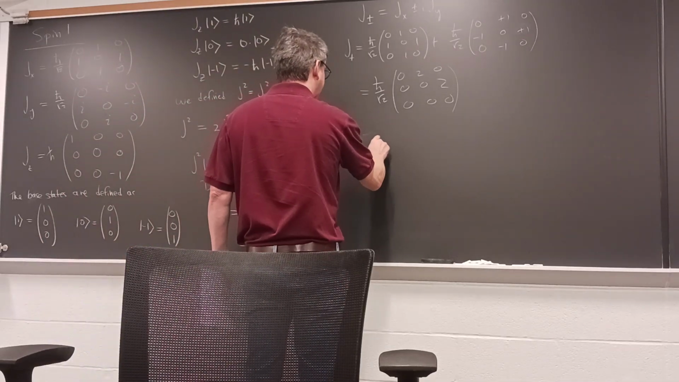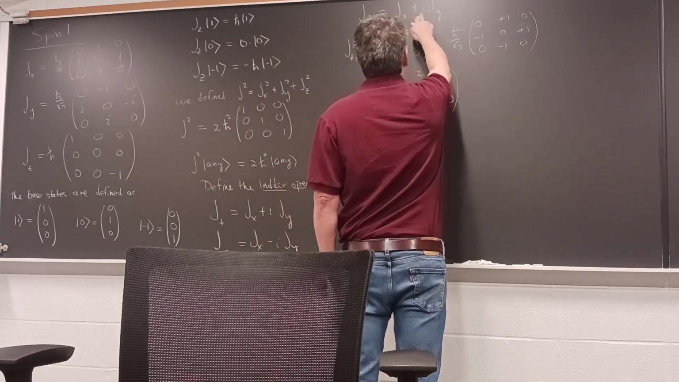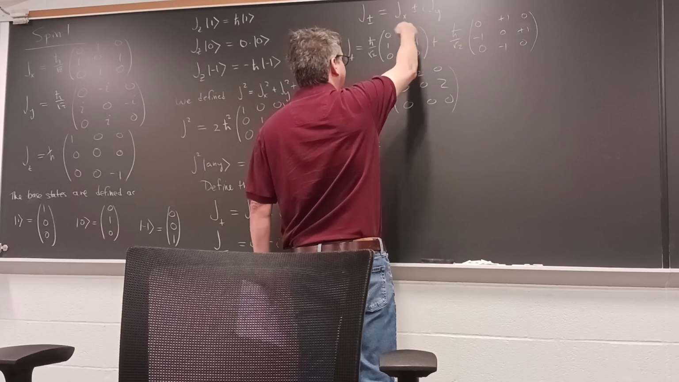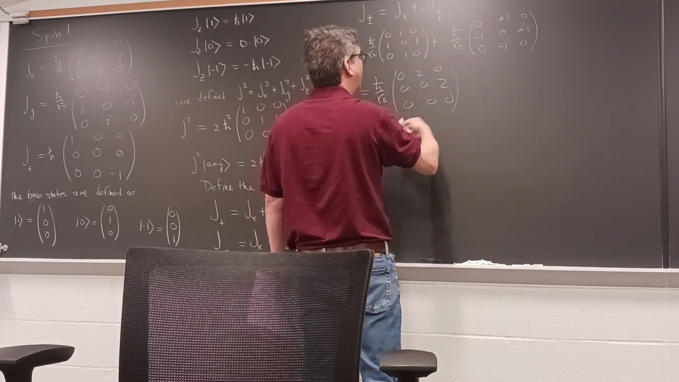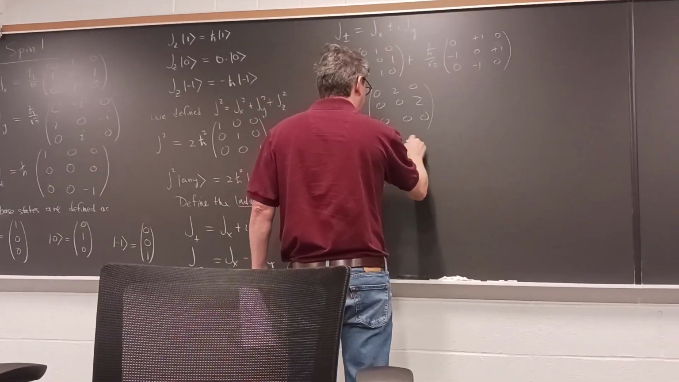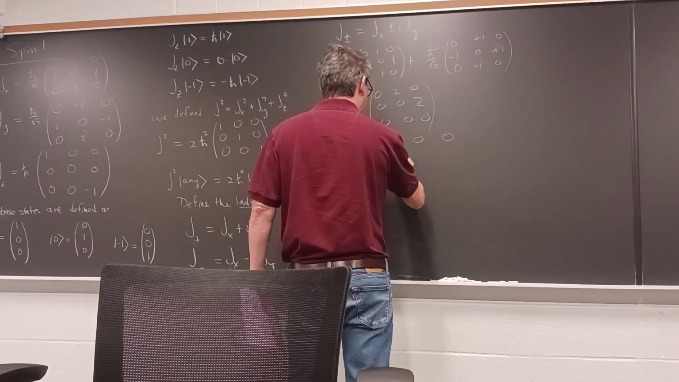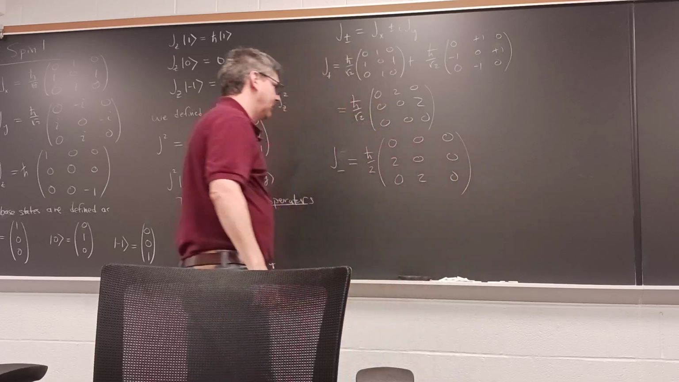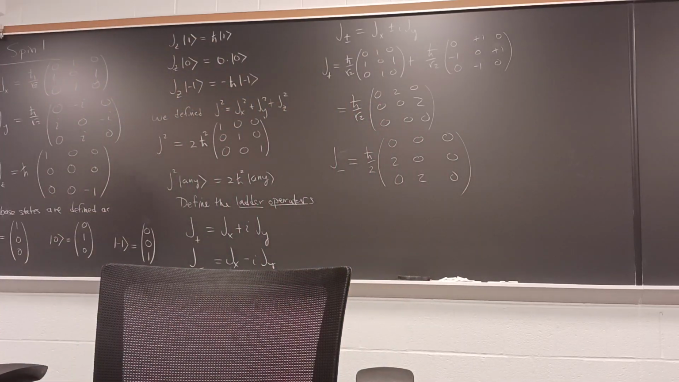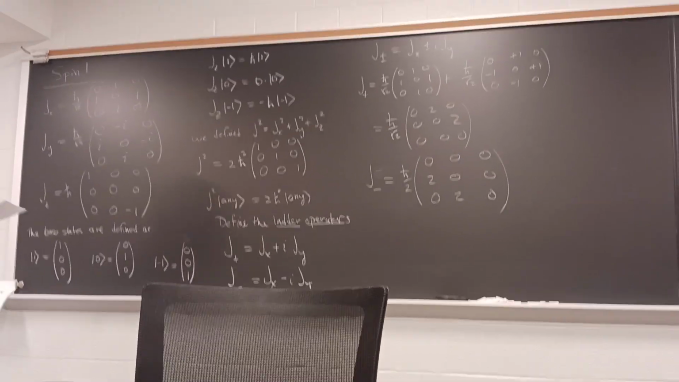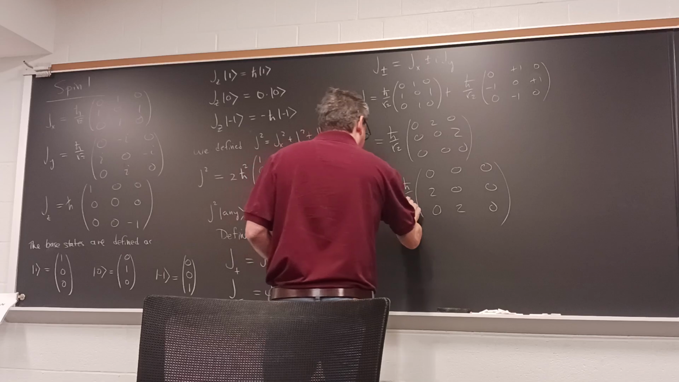Likewise, J minus, if you calculate it, I'll have a minus i, so the top right ones will cancel and the lower left ones will add, and so then we'll have h bar over the square root of 2, 0, 0, 0, 2, 0, 0, 0, 2, 0. So that's the form of the plus and minus operators.